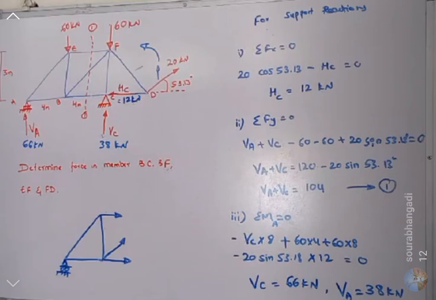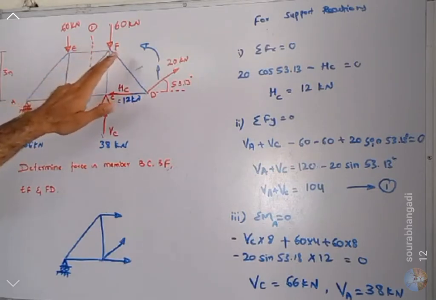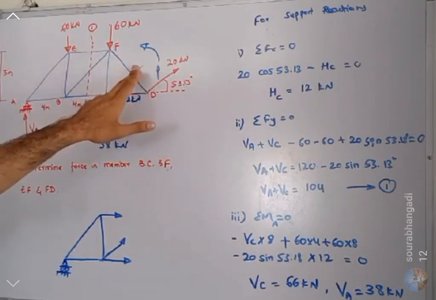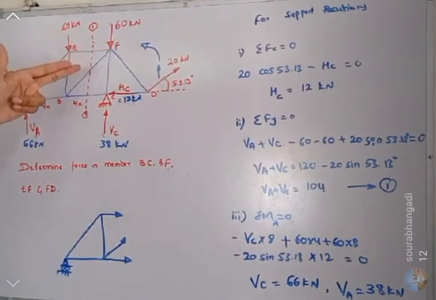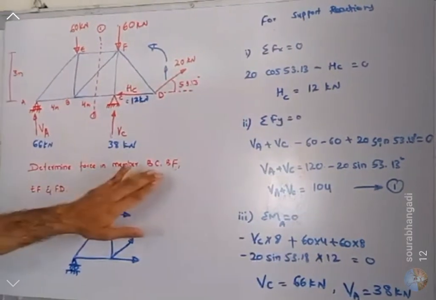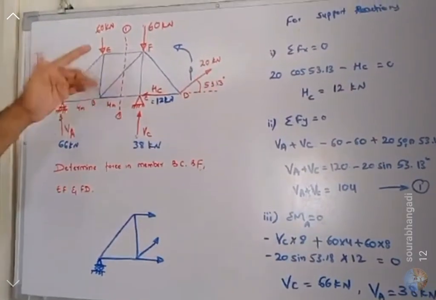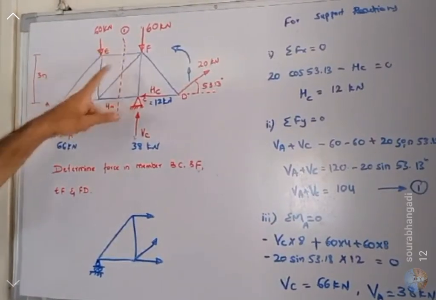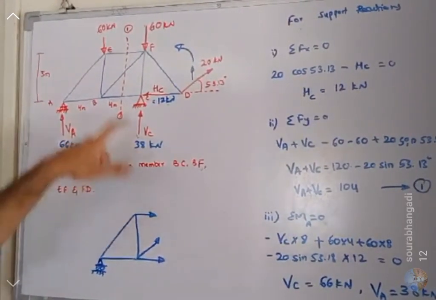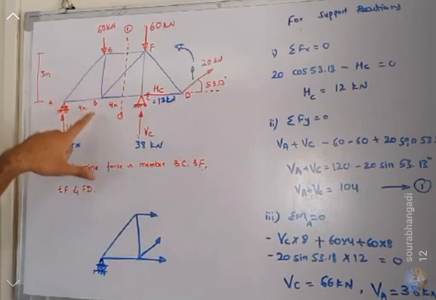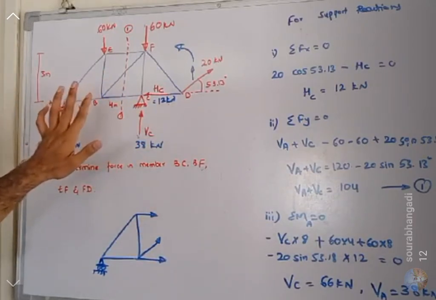So what we do is take a section. What they have asked is BC, BF, EF and FD, right? So this is BC member, this is BF member, this is EF member, and this is FD member. These 4 members they have asked. So first let me take the section here, so that the first 3 members they asked about will be cut. EF is cut, BF is cut, and BC is cut, right?